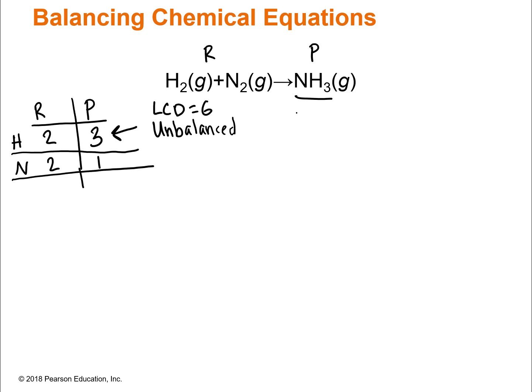When we do that, we have to alter what's called the coefficients. That's the number that's in front of each of these. If I want to have 6, I'm going to have to multiply by 2 here. And if I want 6 hydrogen atoms on the reactant side, I need to multiply by 3.